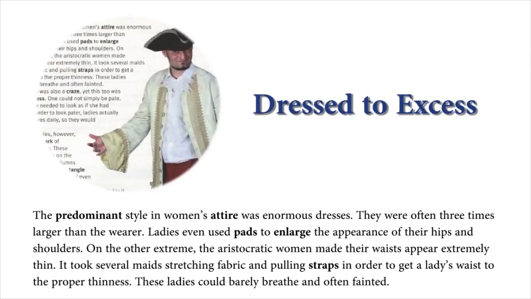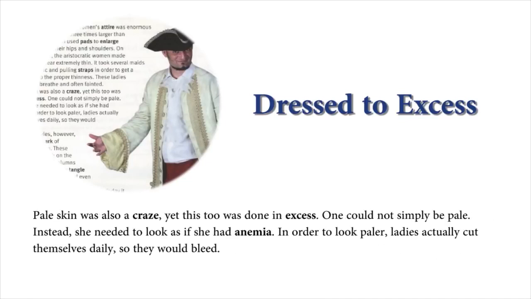On the other extreme, the aristocratic women made their waists appear extremely thin. It took several maids stretching fabric and pulling straps in order to get a lady's waist to the proper thinness. These ladies could barely breathe and often fainted. Pale skin was also a craze, yet this too was done in excess. One could not simply be pale. Instead, she needed to look as if she had anemia. In order to look paler, ladies actually cut themselves daily so they would bleed.